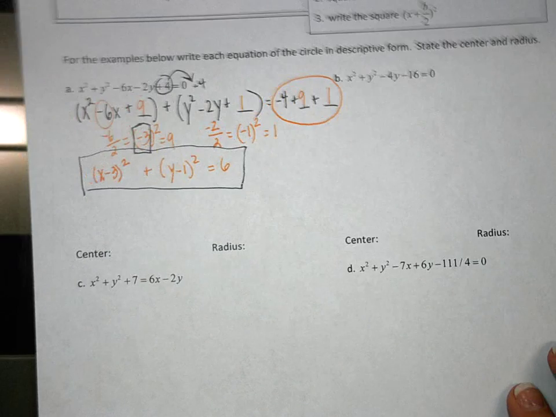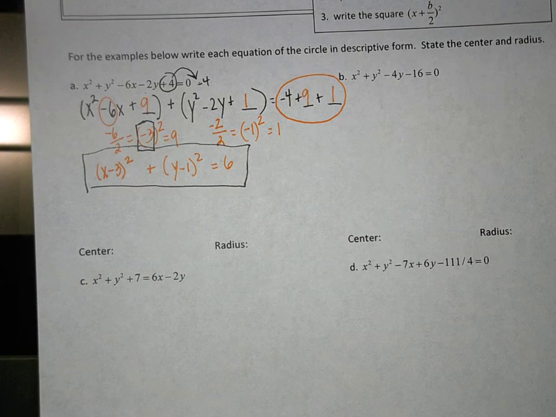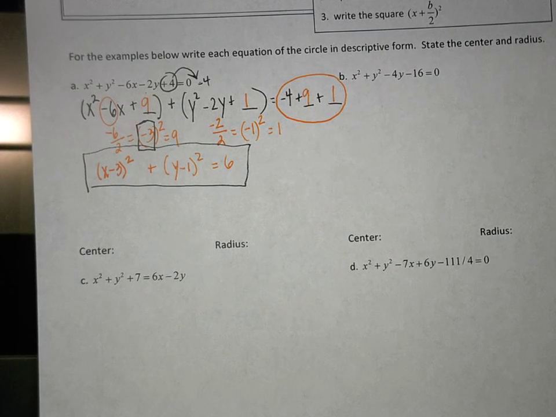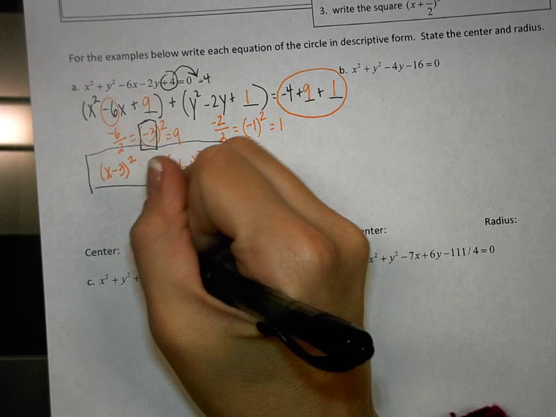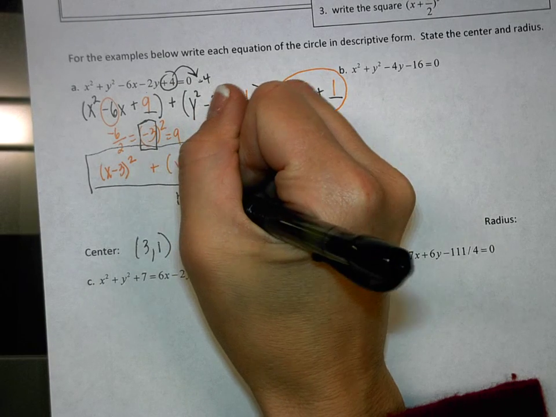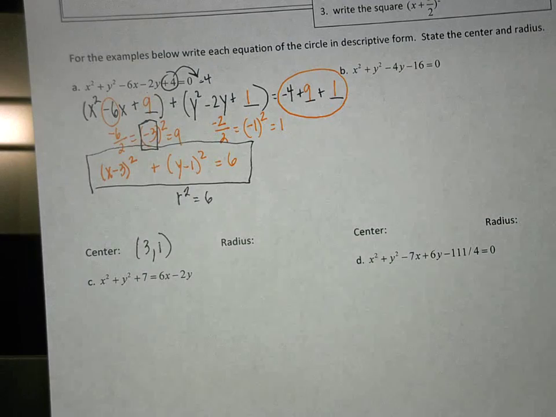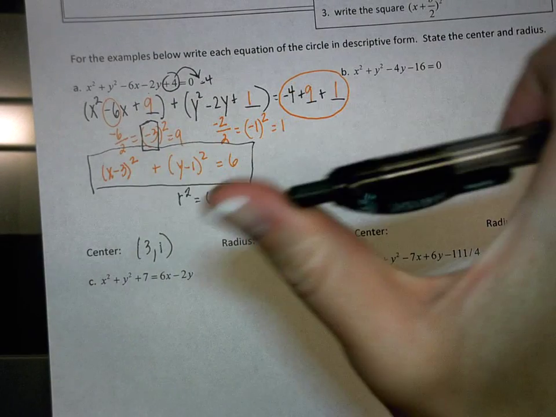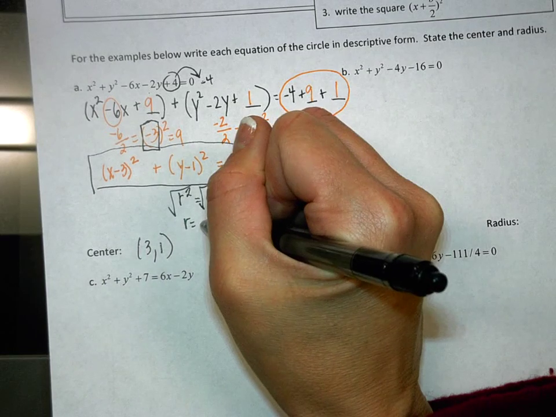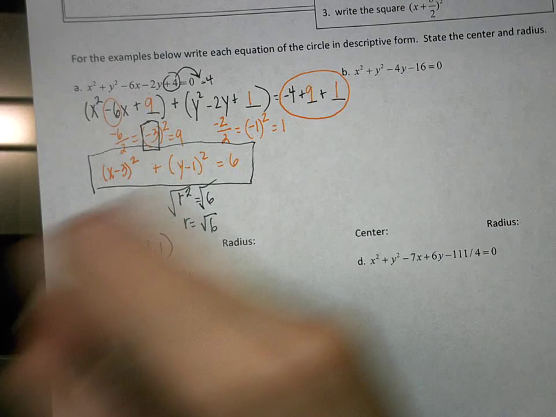We like descriptive form because it's very easy to find our center and our radius. So in this problem, what would be my center now? 3, 1. Good, 3, 1. And then my radius, we always set this up as an equation, so r squared equals 6, and in order to just get r, we would take the square root of both sides, and so we find that r equals root 6, and that can't be simplified.